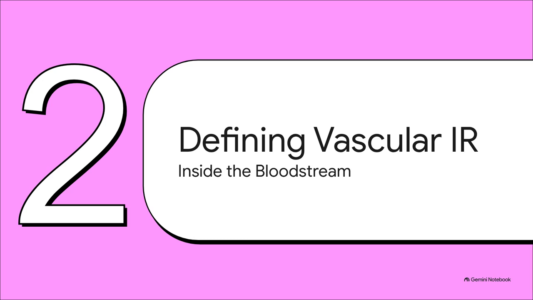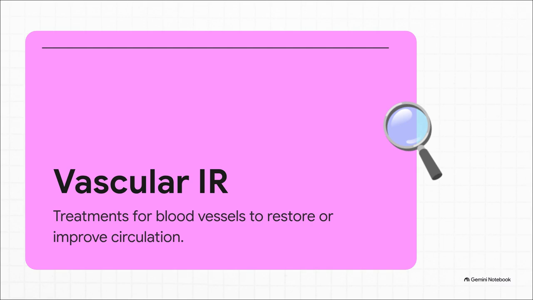Okay, defining vascular IR, inside the bloodstream. Let's look at the formal definition. Vascular interventional radiology covers procedures dealing directly with the blood vessel lumen, so your arteries and your veins. The primary goals here are to restore, modify, or evaluate circulation. We're talking about those image-guided, minimally invasive procedures where the catheter is navigating the literal highways of the human body. The absolute key words I want you to mentally highlight here are blood vessel lumen and circulation.